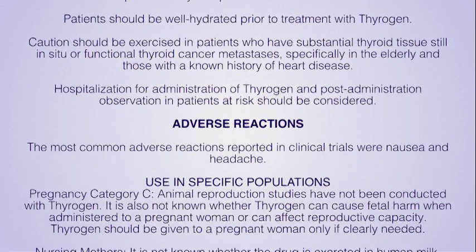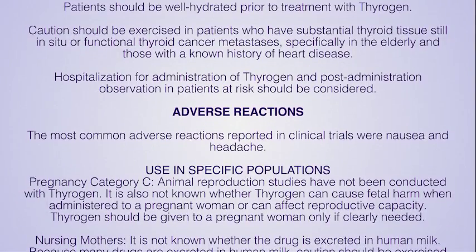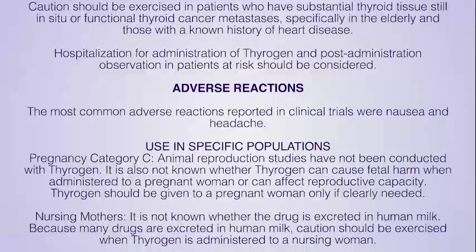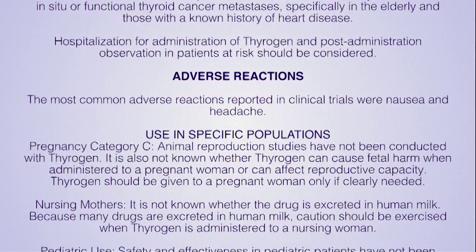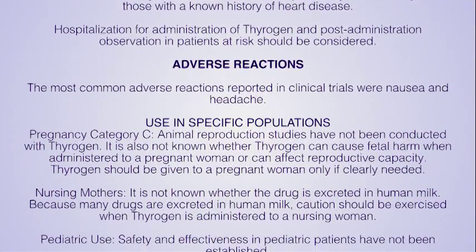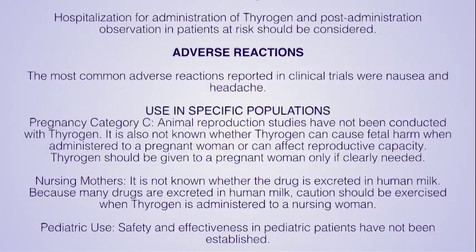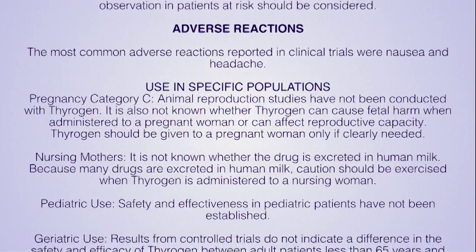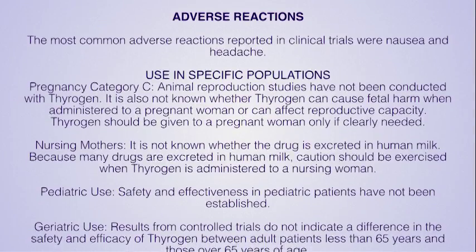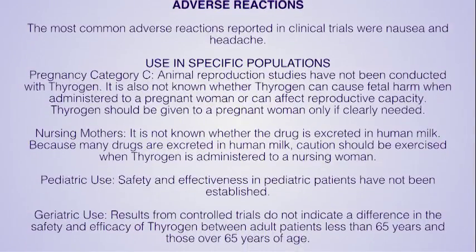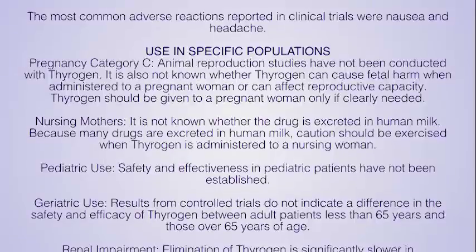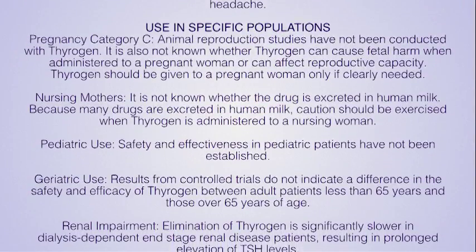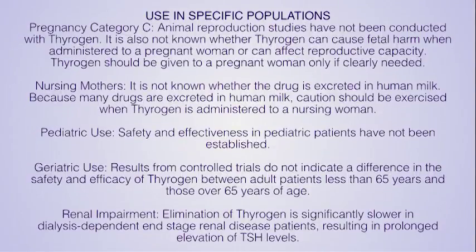Use in specific populations. Pregnancy Category C. Animal reproduction studies have not been conducted with Thyrogen. It is also not known whether Thyrogen can cause fetal harm when administered to a pregnant woman or can affect reproductive capacity. Thyrogen should be given to a pregnant woman only if clearly needed. Nursing mothers. It is not known whether the drug is excreted in human milk. Because many drugs are excreted in human milk, caution should be exercised when Thyrogen is administered to a nursing woman.